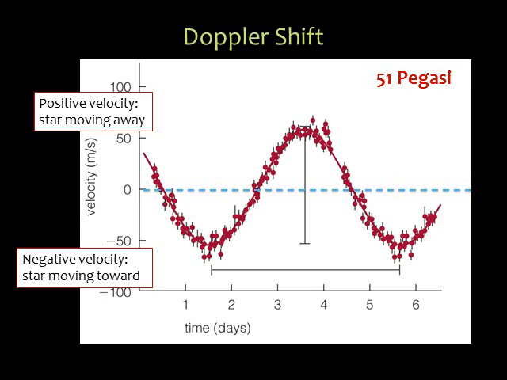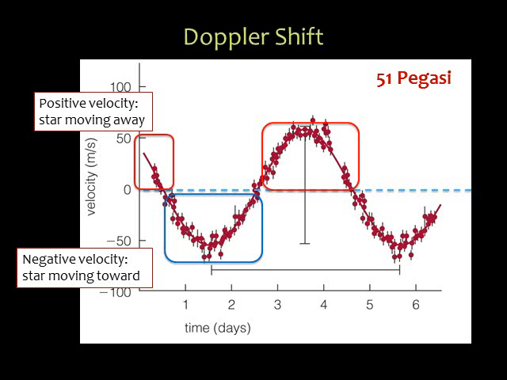At the beginning of the plot, the velocity is positive and the star is moving away from us. As soon as it crosses the zero, the velocity is negative and the star is moving toward us. Again, when it crosses the zero, the velocity is positive and the star is moving away from us. This pattern will repeat as the planet orbits around the star and the star wobbles. Remember, this plot is the radial velocity of the star and not of the planet.